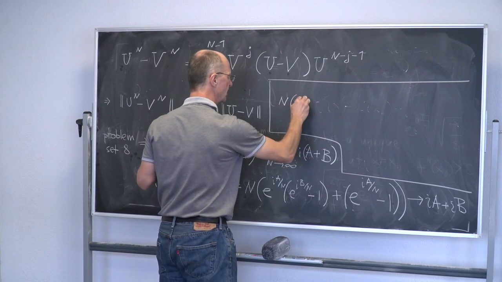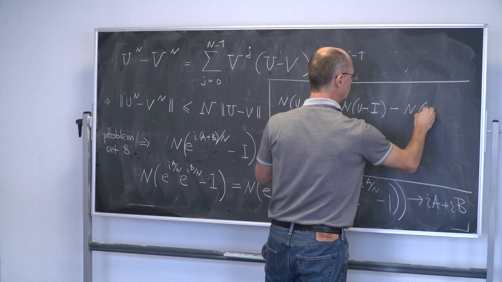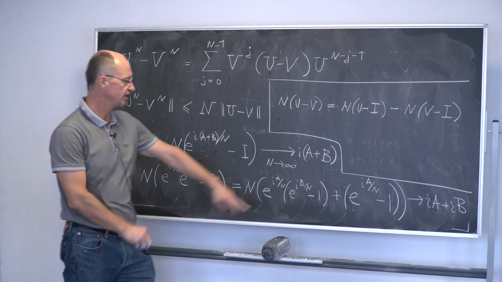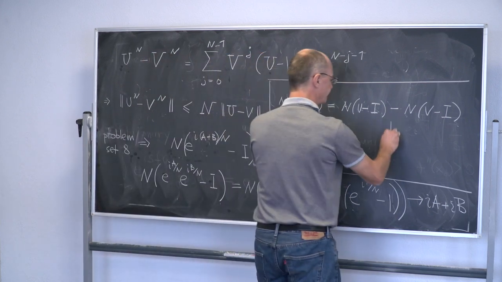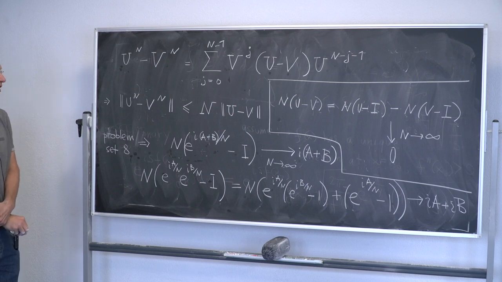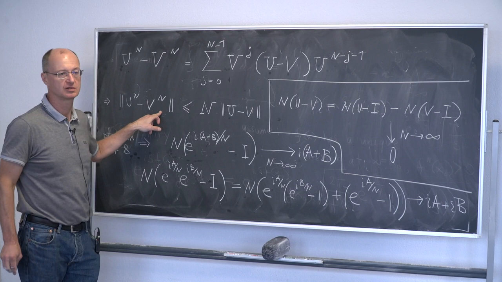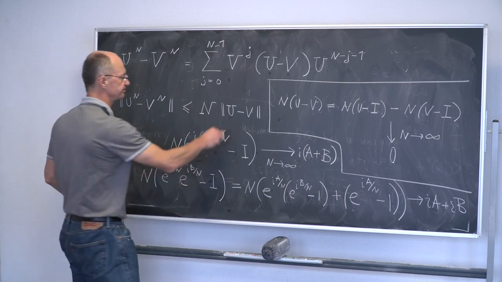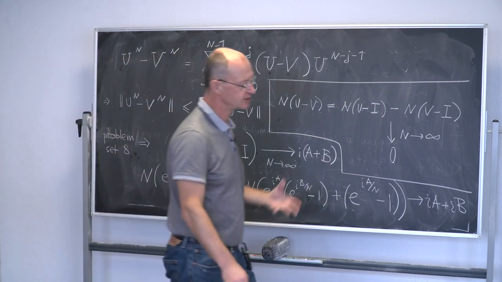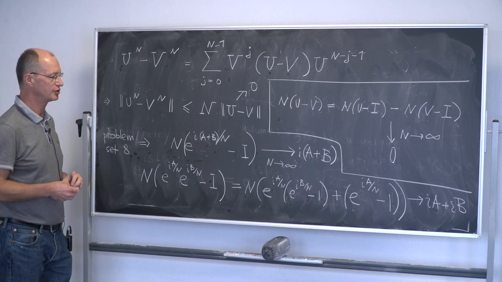So this means that N times U minus V is equal to N times U minus 1 minus N times V minus 1. Now we see that both N times U minus 1 and N times V minus 1 tend to I times A plus B. So this guy tends to 0. And for bounded operators, it actually tends to 0 in the norm. So this means that the norm of this guy tends to 0 when n goes to infinity. And that's even a stronger statement than we announced, but that's for bounded operators. Otherwise, you have to do it strongly on vectors. Otherwise, there would be no norm convergence, typically.